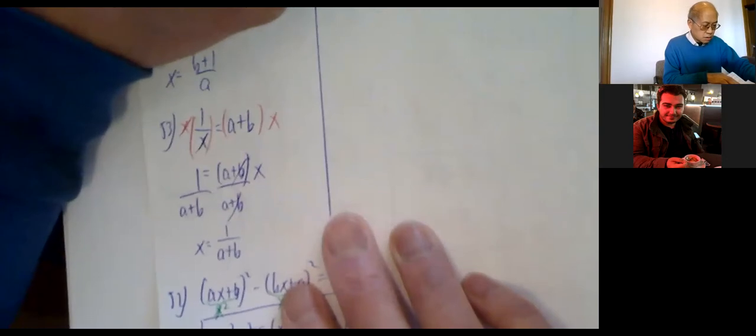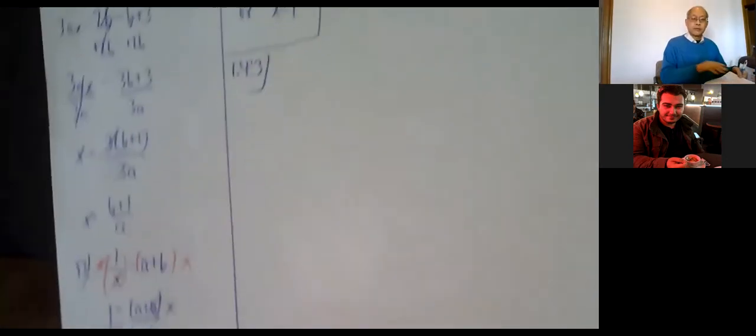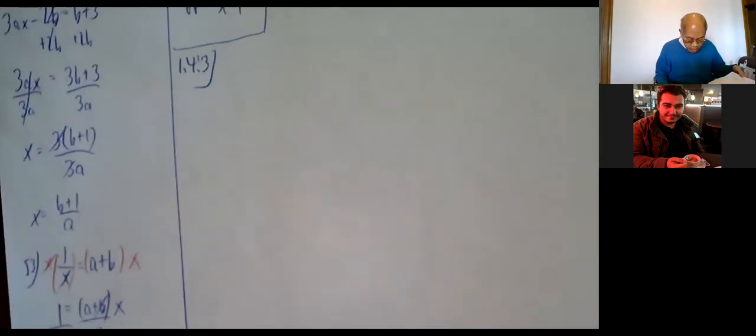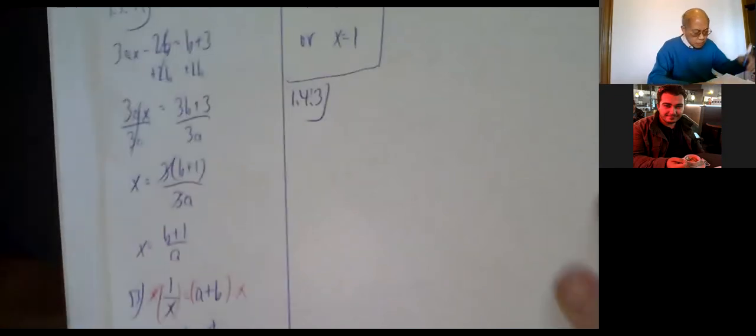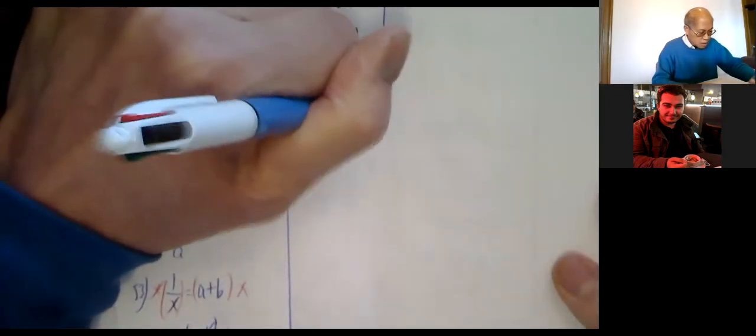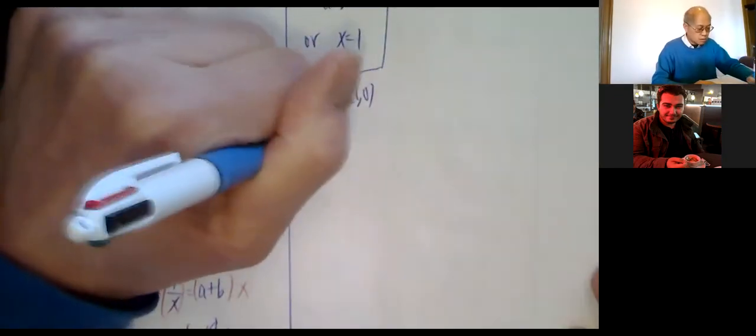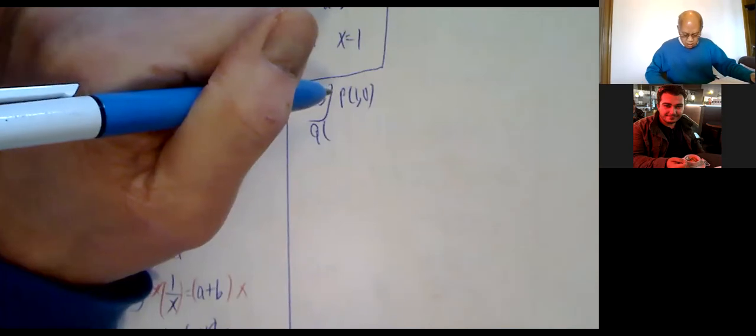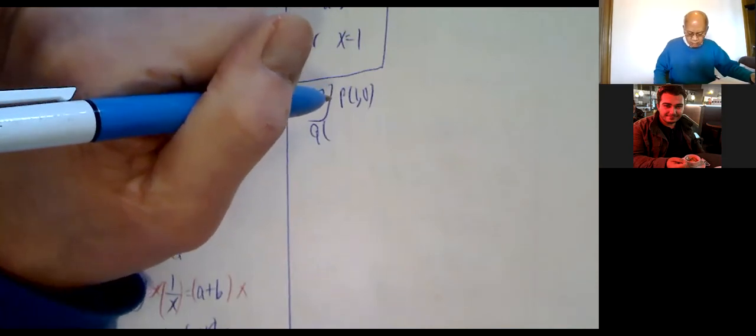So 1.4, number 3. Okay, so what do they say? You have P is (1, 0). Q is (5, 0).